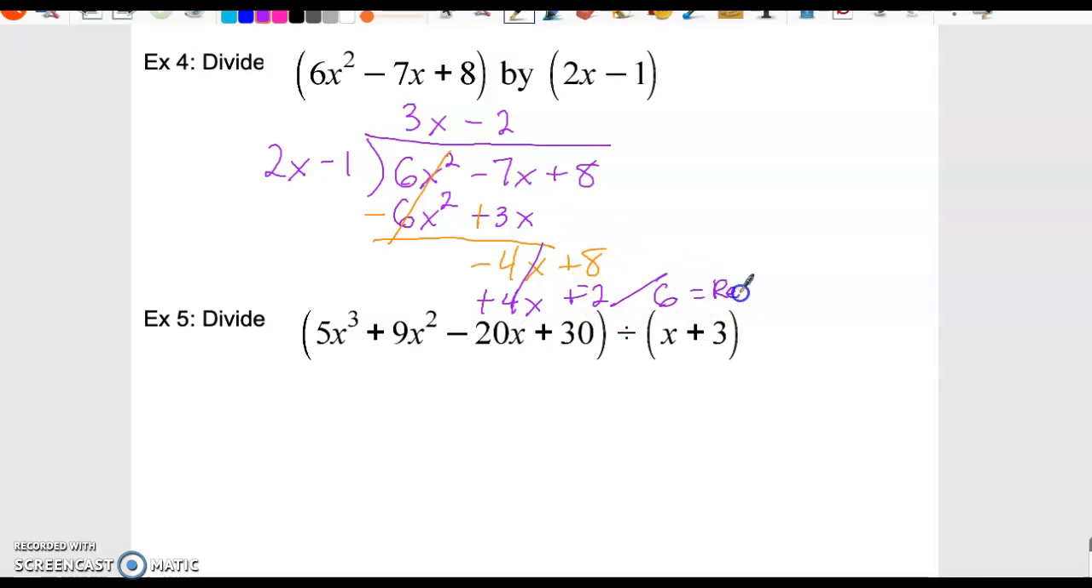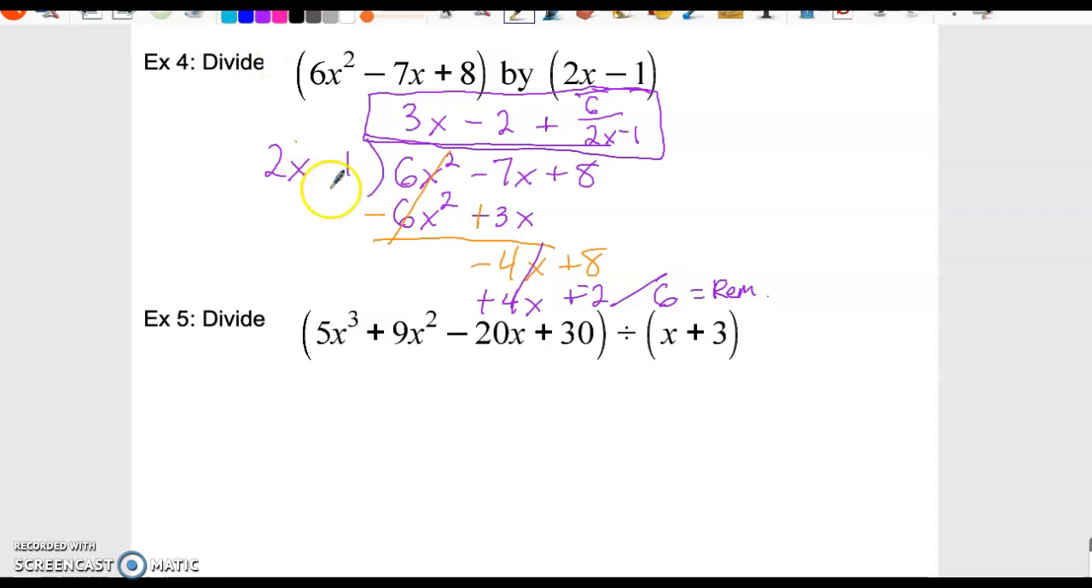So that's your remainder. But I don't want you to write R6 up here. What I want to see is you write down plus the remainder over what we divided by. So what this means, since we got a remainder, 2x minus 1 is not a factor of this. So if I asked you to factor 6x squared minus 7x plus 8, one of the factors would not be 2x minus 1, because it's not a factor. And that goes back to understanding long division. The remainder should be 0.